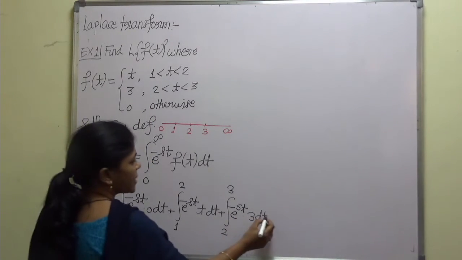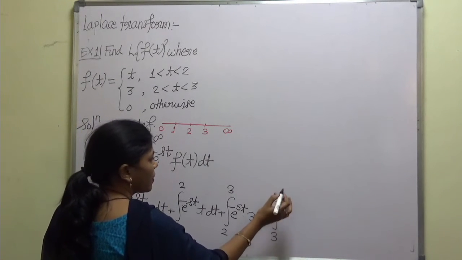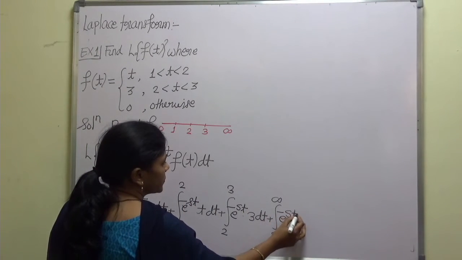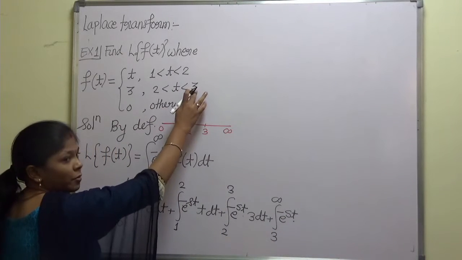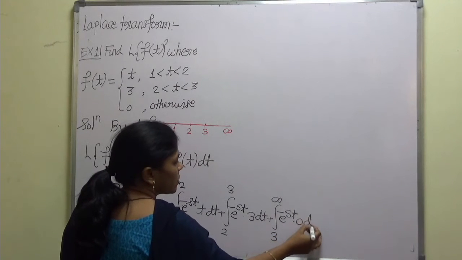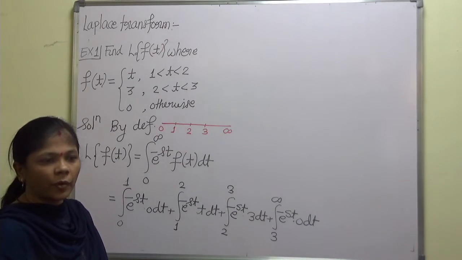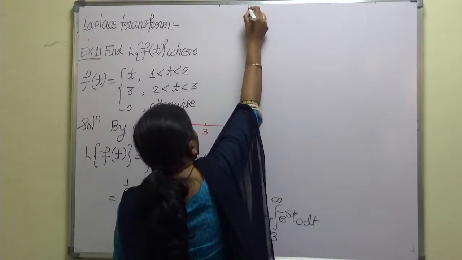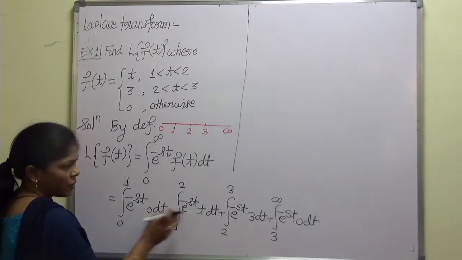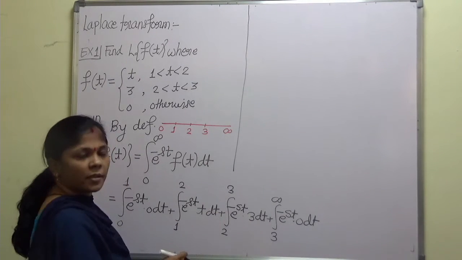Then plus the integral from 3 to infinity of e raised to power minus st into f of t. 3 to infinity means more than this, so that comes in the otherwise case. So what do we have? 0. So we can write this integral in this way by the property of definite integral. So this is done. What we find is that the first and the last integral vanish, 0. So this complete integration is 0. We will just simplify the second and third one.